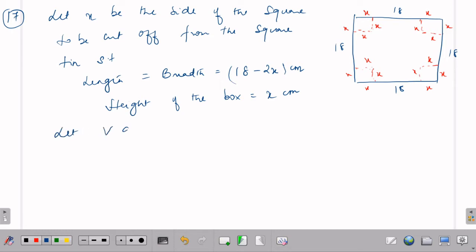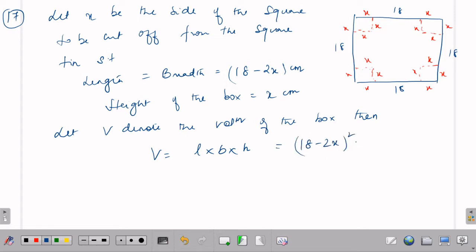So next thing I'm going to say is that let V denote the volume of the box. Then, according to the formula, your V would be length into breadth into height, which should be (18 minus 2x) the whole thing square into x. Right? So your V, the variable over here is x. So what I can do is dV by dx. Because it's about the product rule, I'll get here (18 minus 2x) the whole thing square, plus 2x into (18 minus 2x).